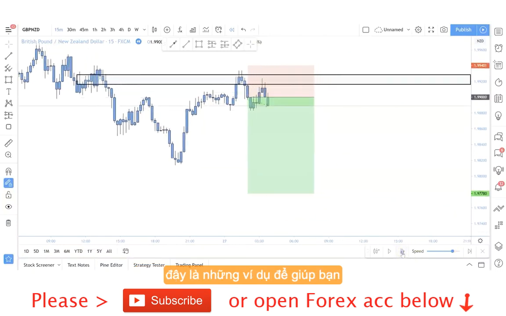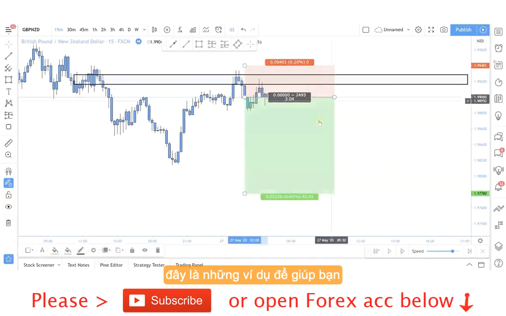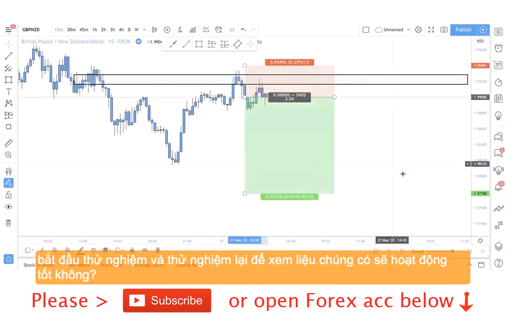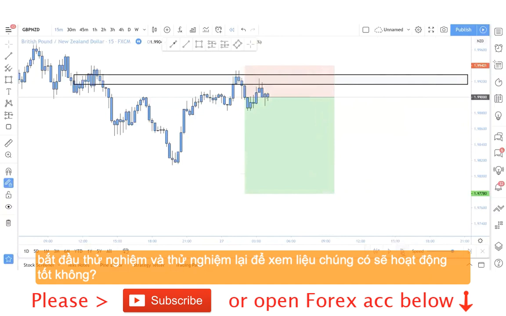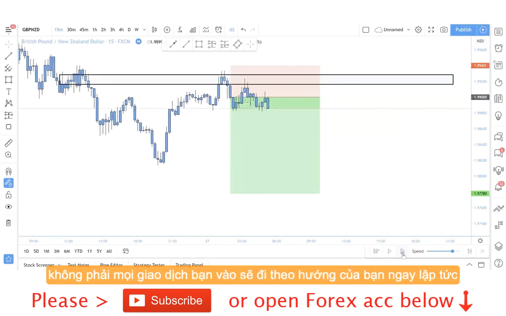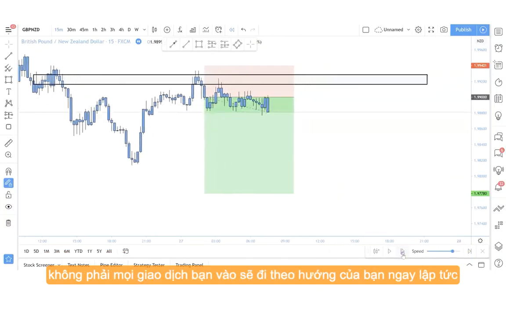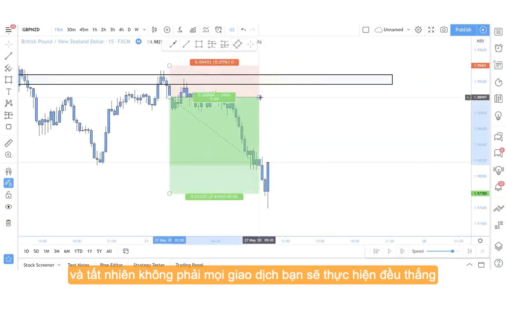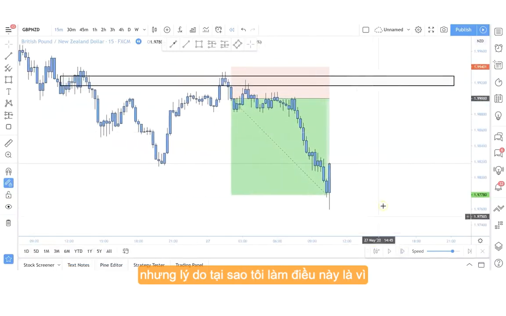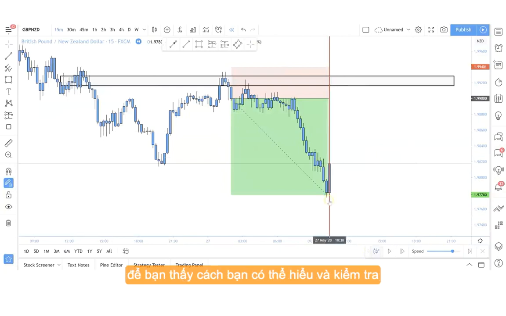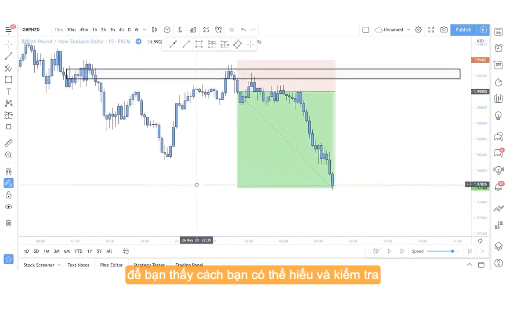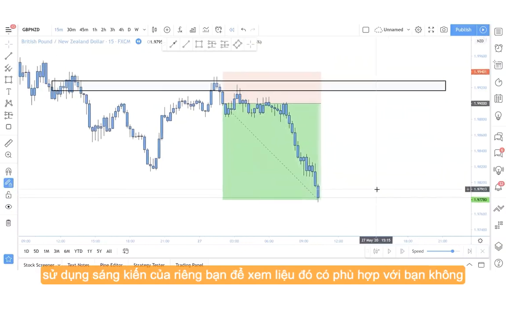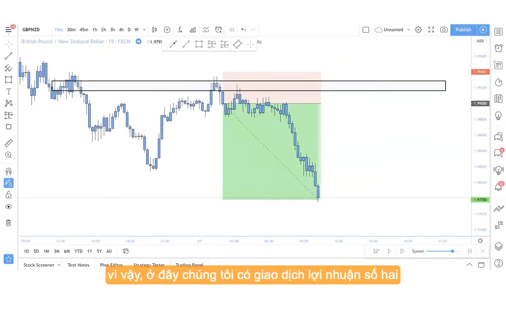Now understand, obviously these are examples to help you moving forward, to start back testing and forward testing these to see if they're going to work for you. Not every single trade you're going to take is going to go in your direction immediately, and of course not every trade you're going to take is going to win. But the reason why I'm doing this is because it's an example for you to see how you can take these and back test these using your own initiative to see if it's something that's going to work for you. So here we have it, take profit number 2.